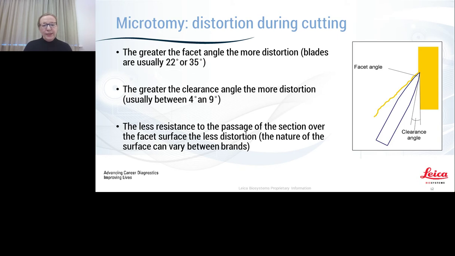You also need to check on the facet angle, usually between 22 and 35. The greater the clearance angle, the more distortion. Again, usually aim for between 4 and 9 degrees. And the less resistance to passage of the section over the facet surface, the less distortion. The nature of the surface can vary between brands.